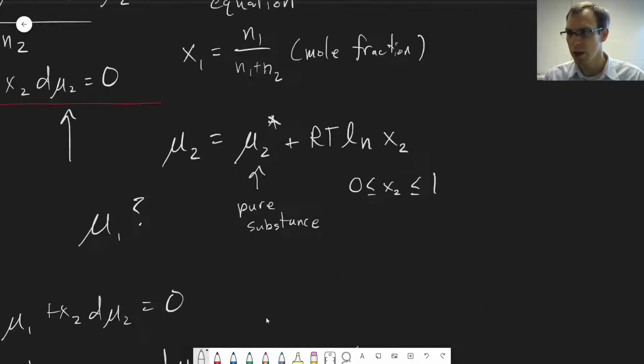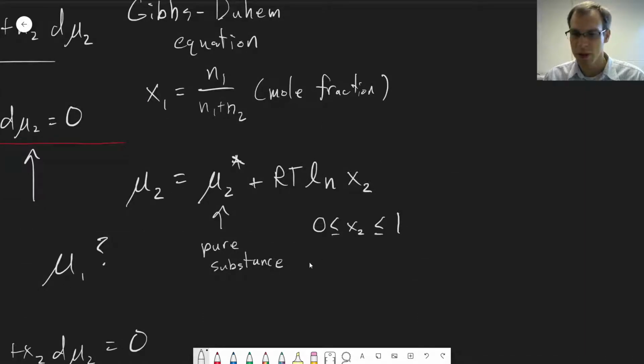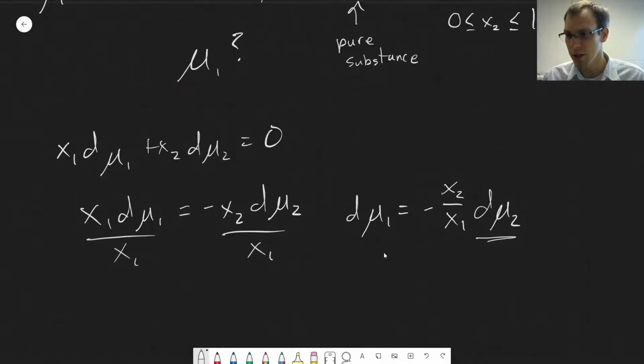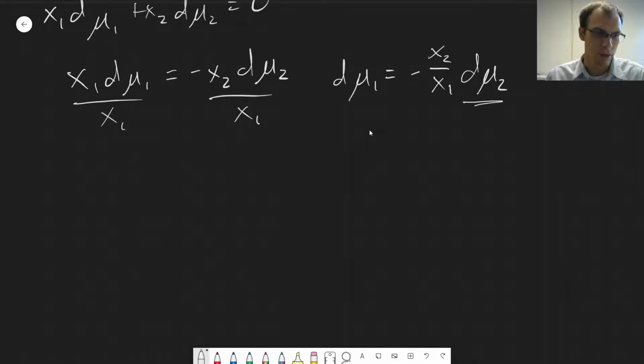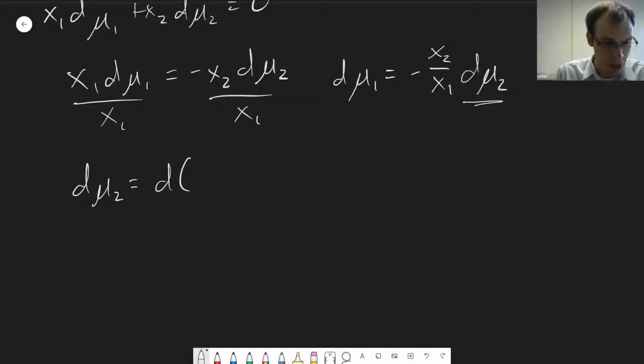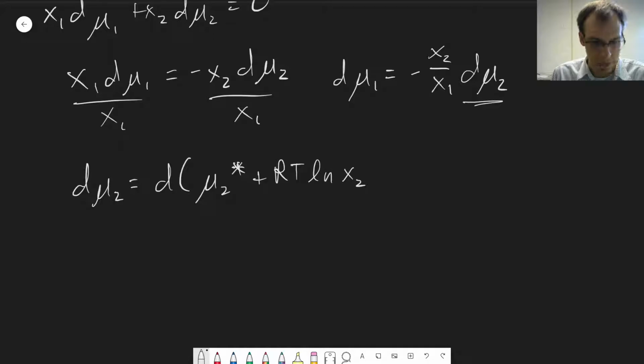So we can use this equation up here. This equation is what's describing mu 2, so we need to take the differential of that. So d mu 2 is equal to d of our expression for mu 2, which is mu 2 star, again the chemical potential of the pure substance, plus RT log x2. Now the chemical potential of the pure substance is constant, so that first term just goes to 0, and so we will just have an R and T.